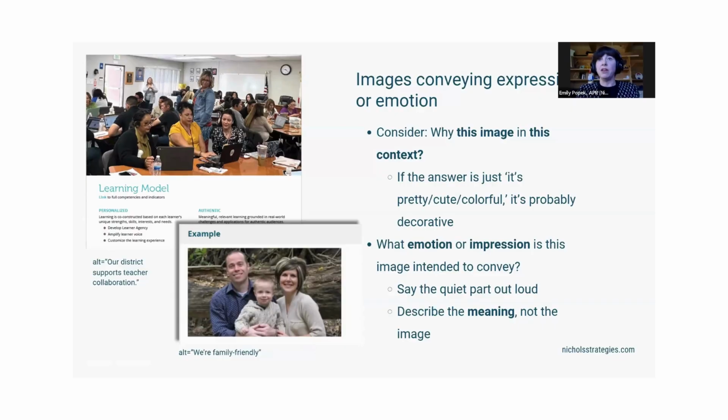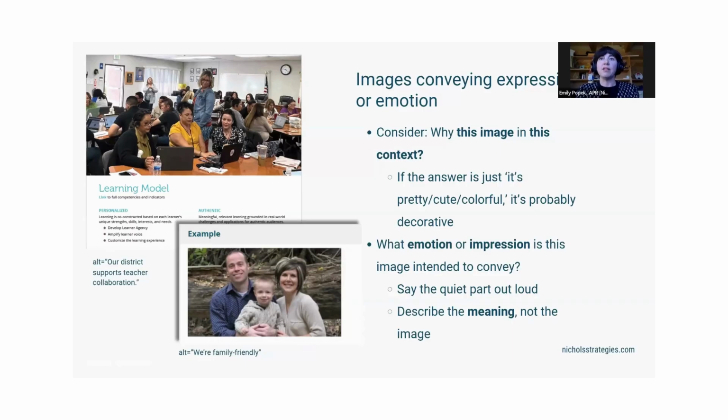So instead of saying, two parents and a child, students sit in a classroom, we're being asked to say the quiet part out loud and describe not the content of the image, not the appearance of the image, but the meaning of it. The reason this image was chosen was to convey an emotional impression. In this case, the emotional impression that our company is family friendly. So that's what the alt text says. The alt text literally reads, "We are family friendly."